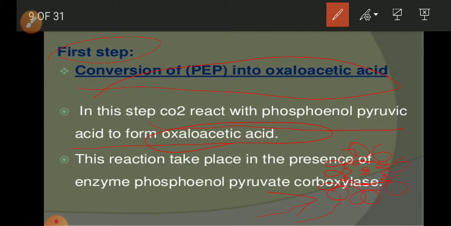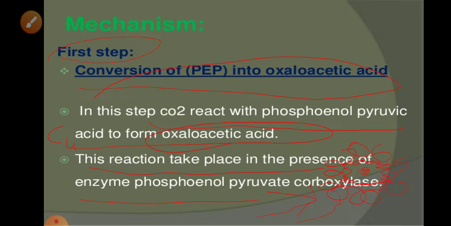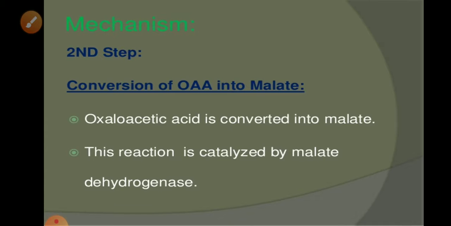This oxaloacetic acid is actually, what is that? That is a C4 molecule, C4. That's why this is called C4 photosynthesis. This reaction takes place in the presence of the enzyme phosphoenol pyruvate carboxylase. That is the enzyme which performs the fixation, as you know, carboxylase. So it performs the fixation of carbon dioxide.